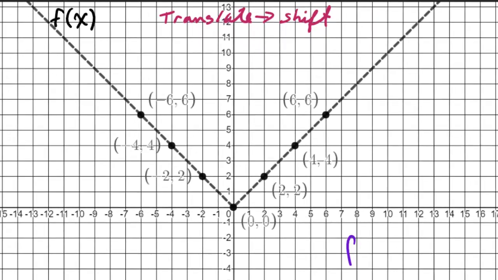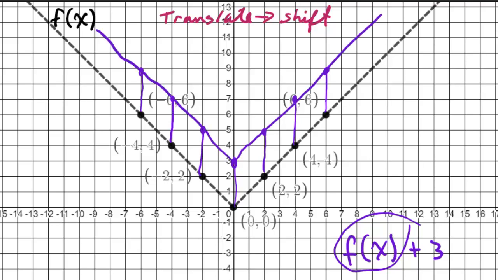So if I said, show me this shift or this translation, f of x plus 3. Well, all this is doing is adding 3 to all of my y values. So if I go to every point and I move this up 1, 2, 3, and I move this up 1, 2, 3, and this one goes up 3, and this one goes up 3. These all are going up 3. Then my graph will look like this. So this is f of x plus 3.